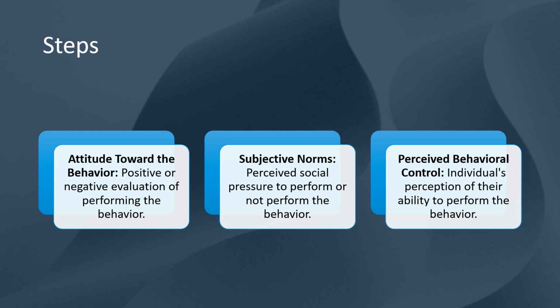So some of the steps that are included is step one is the attitude towards the behavior. Is it positive or negative? And the person's evaluation of performing the behavior. Subjective norms. So looking at society's perspectives and pressures to perform or not perform the behavior. And then perceived behavioral control is the individual's perception of their ability to actually do the behavior.